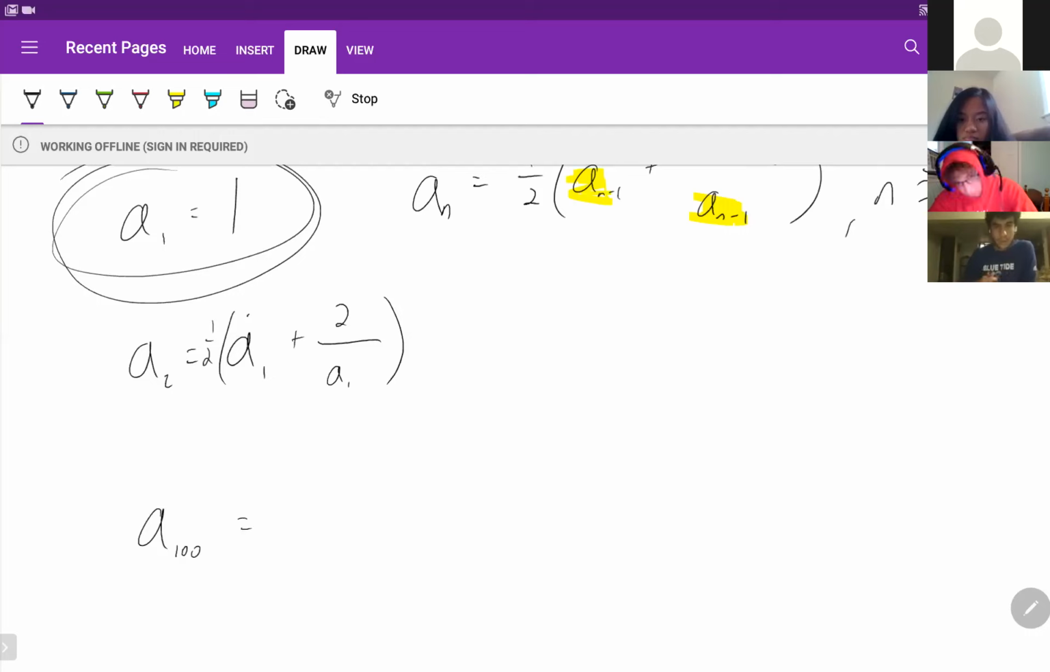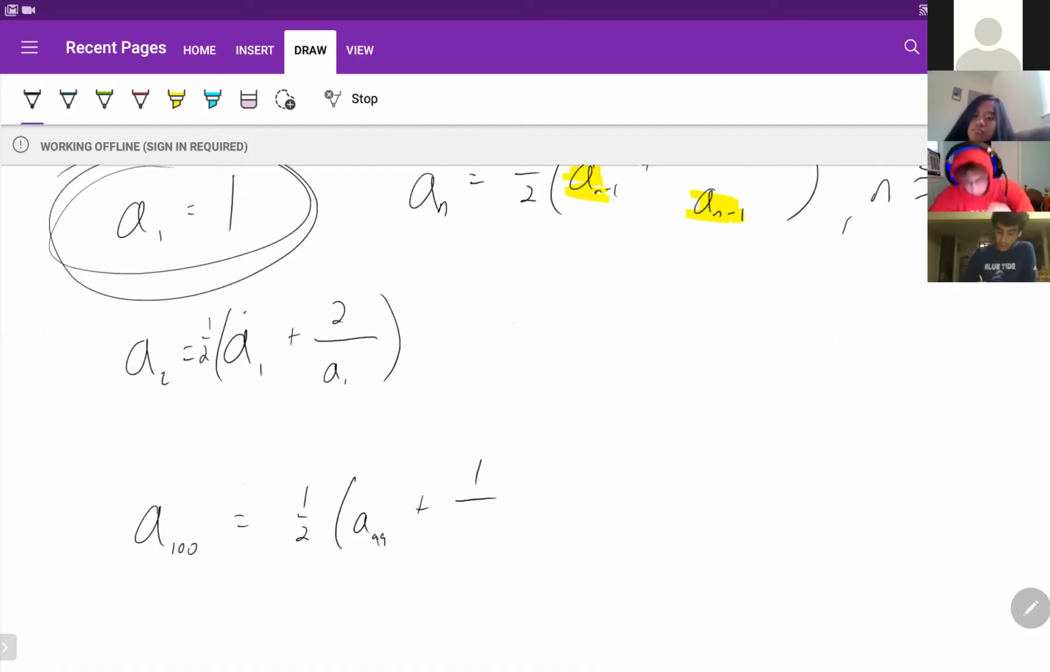That would mean I would need a sub 99 plus 1 over, what is it, 2 over a sub 99, which means I would need a sub 98, which means I would need a sub 97 and 96, 95, 94, 93. I would have to compute all of that in order to get to a sub 100. Do you see? That's the downfall of recursion. It takes too many steps to do when you get to higher values of n.